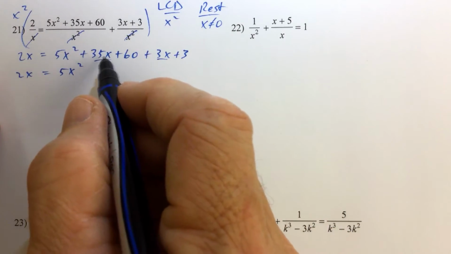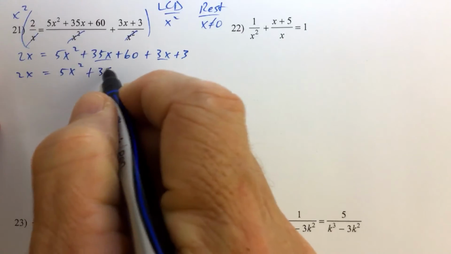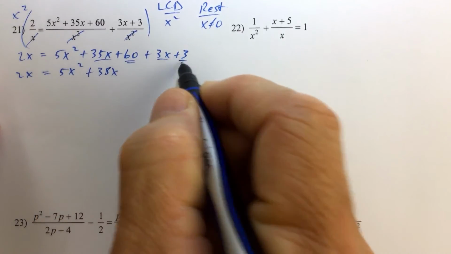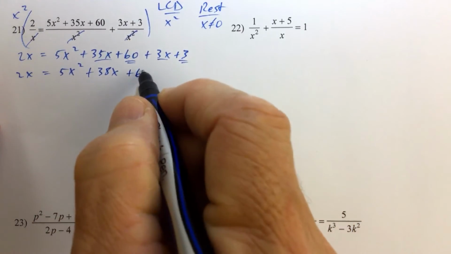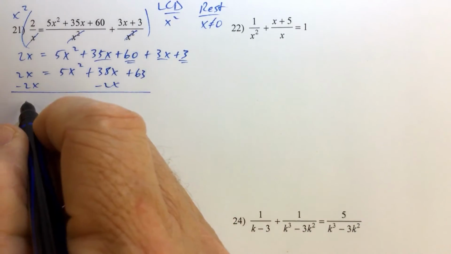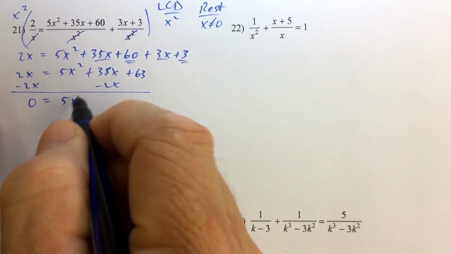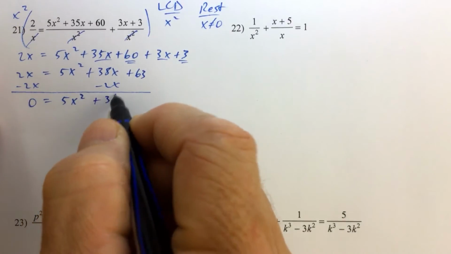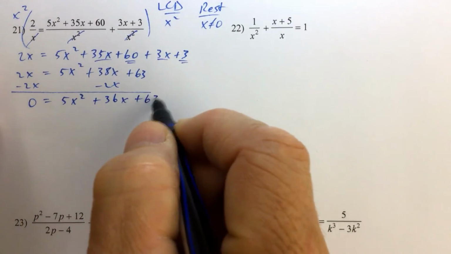So 35x plus 3x is 38x. 60x plus 3x is 63. And then we're going to go ahead and subtract 2x from both sides, and we're going to get 0 equals 5x squared plus 36x plus 63.